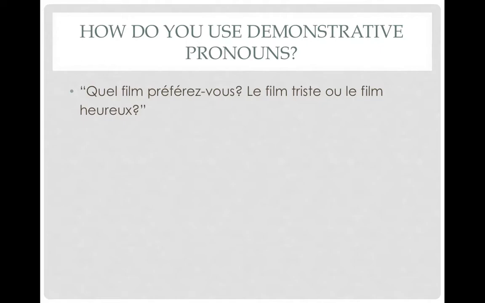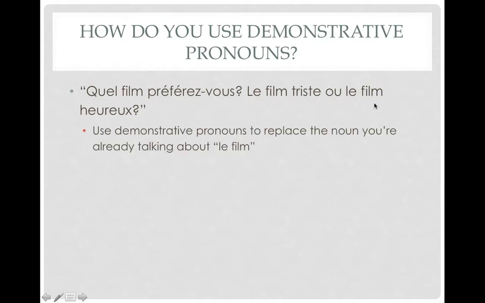So here we have an example question where it says, quel film préférez-vous? Le film triste ou le film heureux? So which movie do you prefer, the sad film or the happy film? Rather than repeating film, film, film over and over, we can use demonstrative pronouns to replace the noun since we're already talking about it here. It's important to remember, like we've talked about in the past, that we don't use pronouns if we're not already talking about the noun because then people don't know what you're talking about and it gets confusing. You can only use it to replace a noun that you're already talking about, which works because we say film here in the first question.